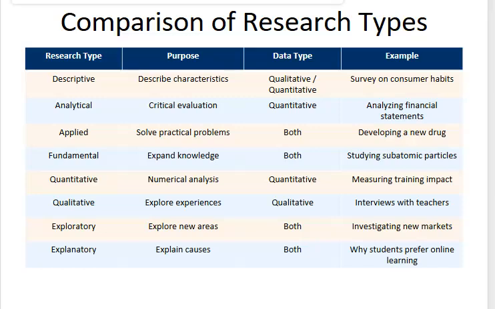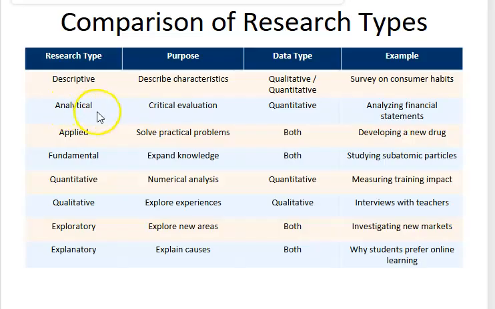Hello friends, in this series I have discussed the various types of research, and this is the last video of the series and it is a little bit long. In this we'll discuss the various types and compare them. The first one was the descriptive research, which describes the characteristics. It involves qualitative as well as quantitative data, and an example is a survey on consumer habits.